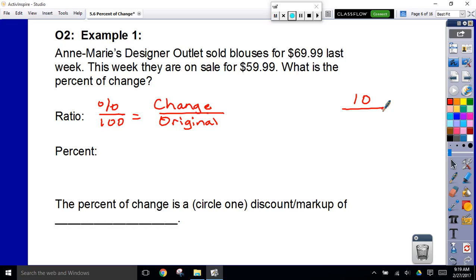What was our original price, Mackenzie? 69.99. Good. The original price was $69.99. And what we don't know is the percent. That's what we're finding. What is the percent of change? So that's our X over 100. Okay, so now we just solve this ratio. Someone want to solve it and raise your hand and tell me what you get. I'm going to wait till I see a few hands here.